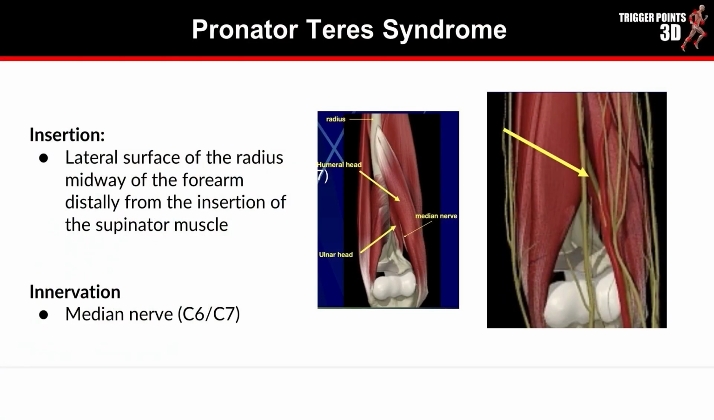Now the pronator teres is not the major pronator muscle. The pronator quadratus in the wrist is, but it is a potent assistant to the pronation of the forearm. But the main point here is that there are two heads, and there's a space between them, and the median nerve passes between the humeral head and the ulnar head of the pronator teres muscle and can be entrapped.